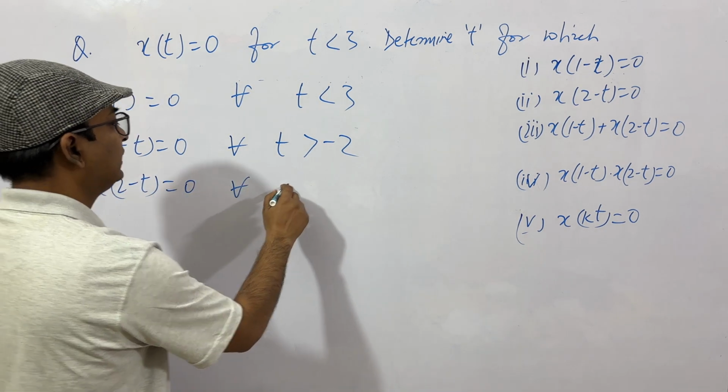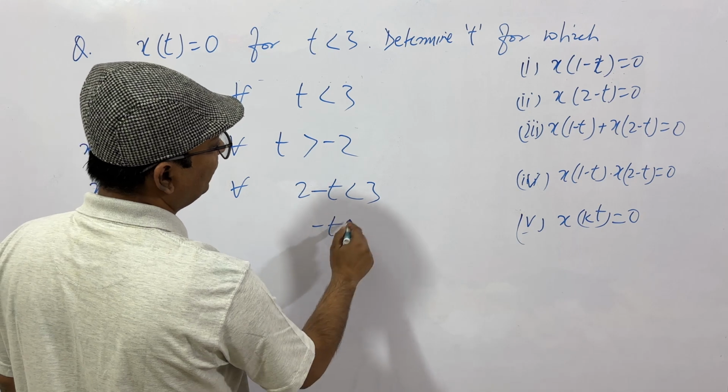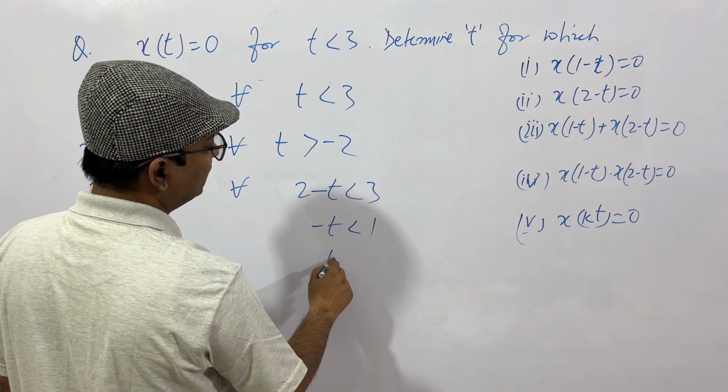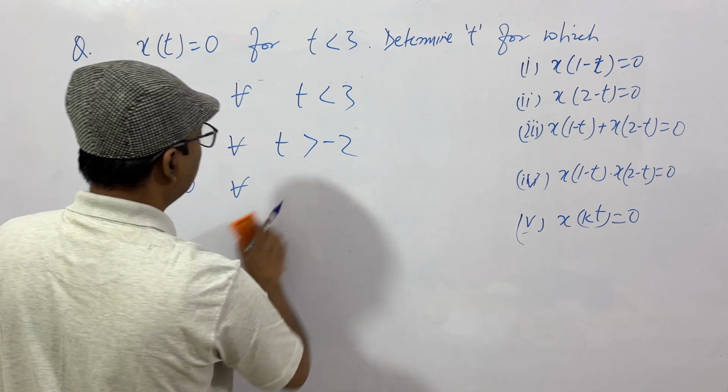Let's see the second question, x(2 minus t). Very similar to this, it's 2 minus t less than 3. So, minus t is less than 1. This means t greater than minus 1. So, this is for t greater than minus 1.